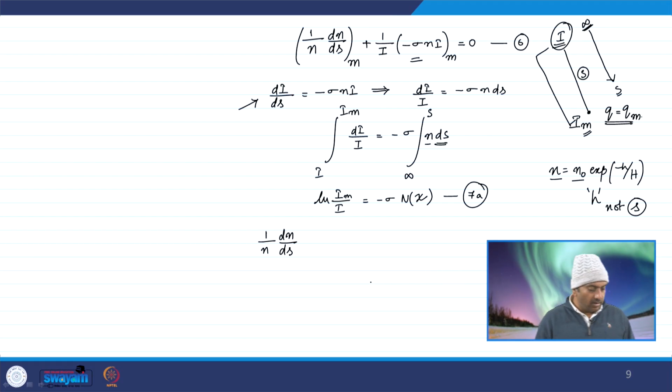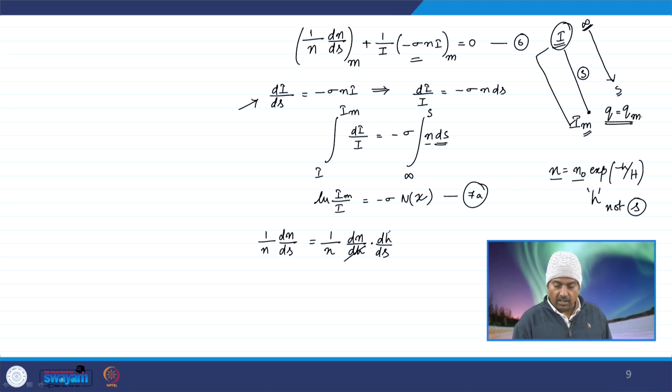So, dn by dh is equal to, what I will do is I will rewrite this expression in terms of small s and small h. This is 1 by n, which is dn by dh. This is what I need, of course. Then I will get an additional term, dH by ds, with the assumption that even if I cancel dH and dH, my original expression is intact. 1 by n dn by ds is 1 by n dn by ds, right. So that's the purpose of doing this.